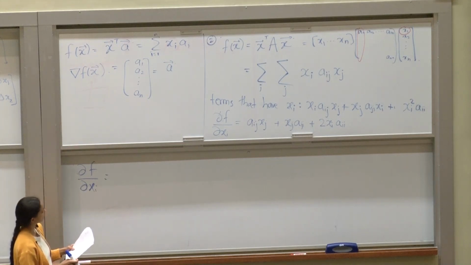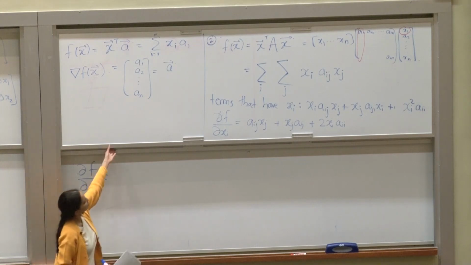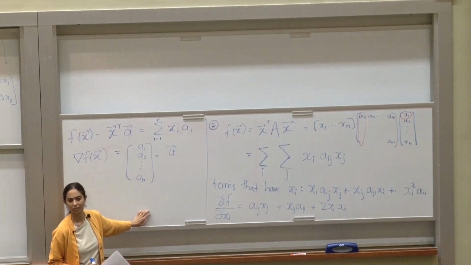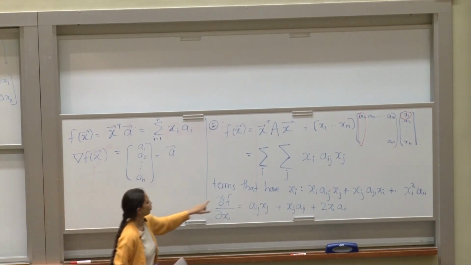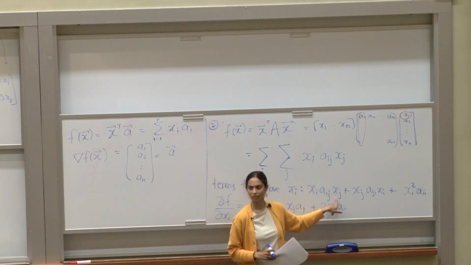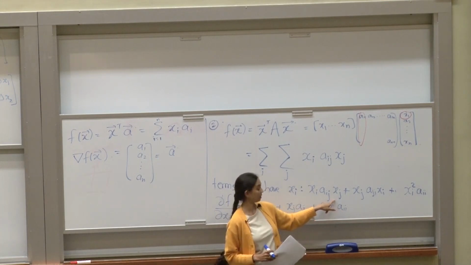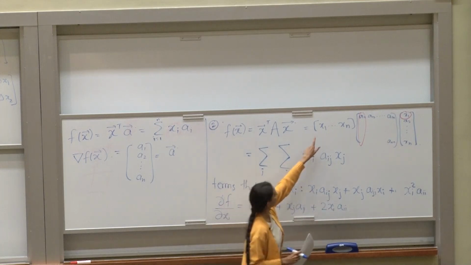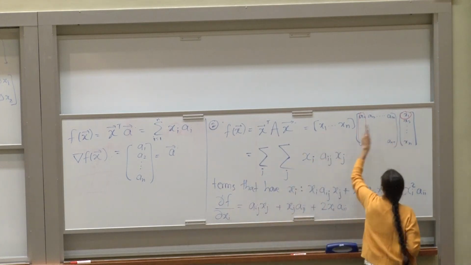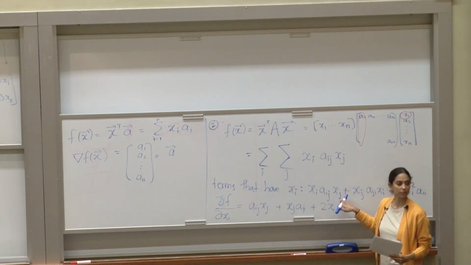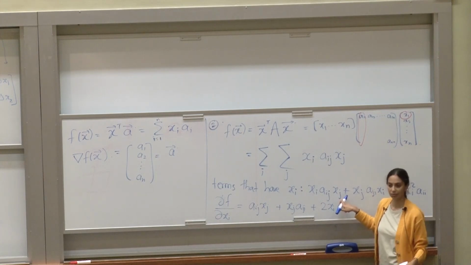Oh, wait. Did I make a mistake? Yeah, there's a mistake here. What's the mistake? What are all the terms that have xi? Am I double counting? I'm undercounting by a lot, right? Basically, I'm going to get x1 with x1, x1 with x2, x1 with all the way up to xn. So I totally messed up here. I should have read from my notes, but I just tried to do it on the fly.